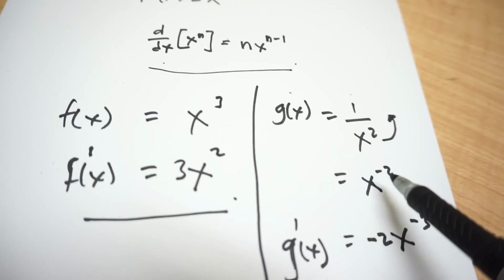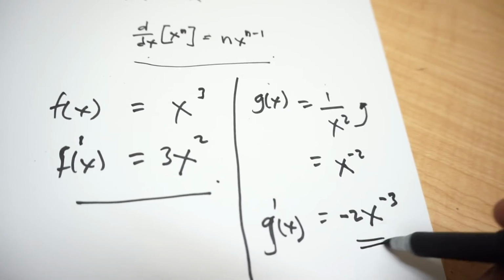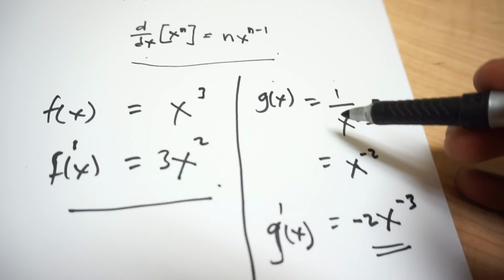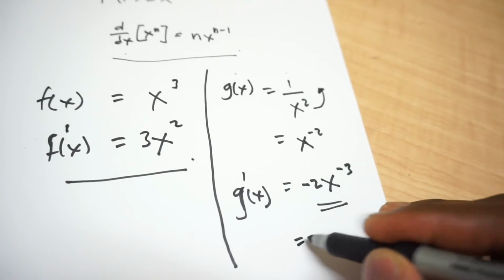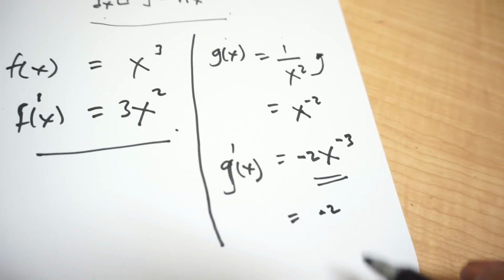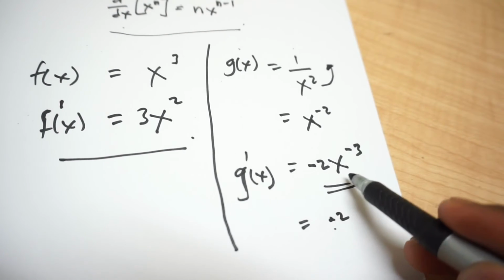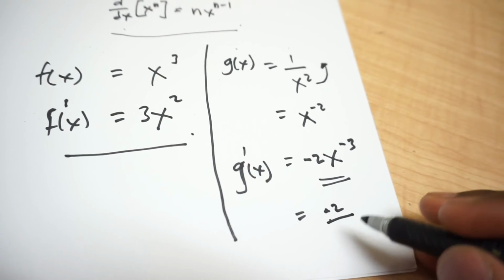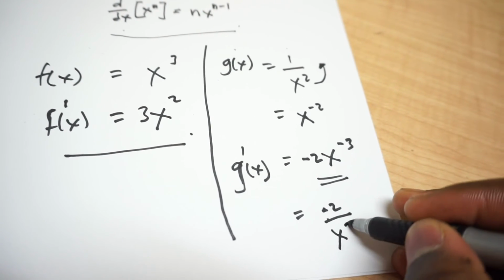Now, you can either leave this as is, or since the question was given to us in terms of a fraction, you can also produce the answer in terms of a fraction. In this case, it's going to be negative 2, and since we have an x to the negative 3, I can put it as a fraction and say over x cubed.